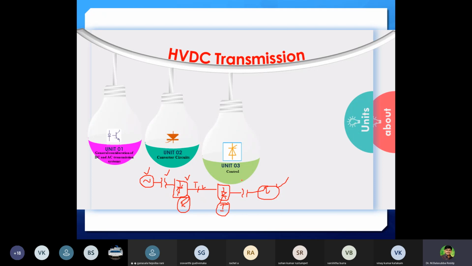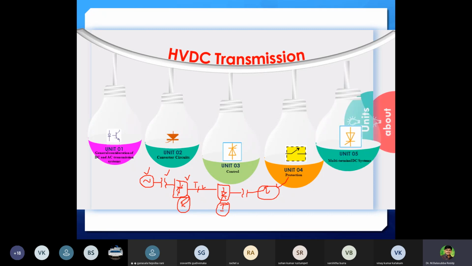Now the control strategies we will discuss in the third unit. And the fourth unit is protection. We need to use protection for everything, even for a thyristor, snubber protection means dv by dt, di by dt, like that. A lot of protection is there for HVDC transmission also, that we'll discuss under the fourth unit. And the final one is multi-terminal DC systems, that is the fifth unit.